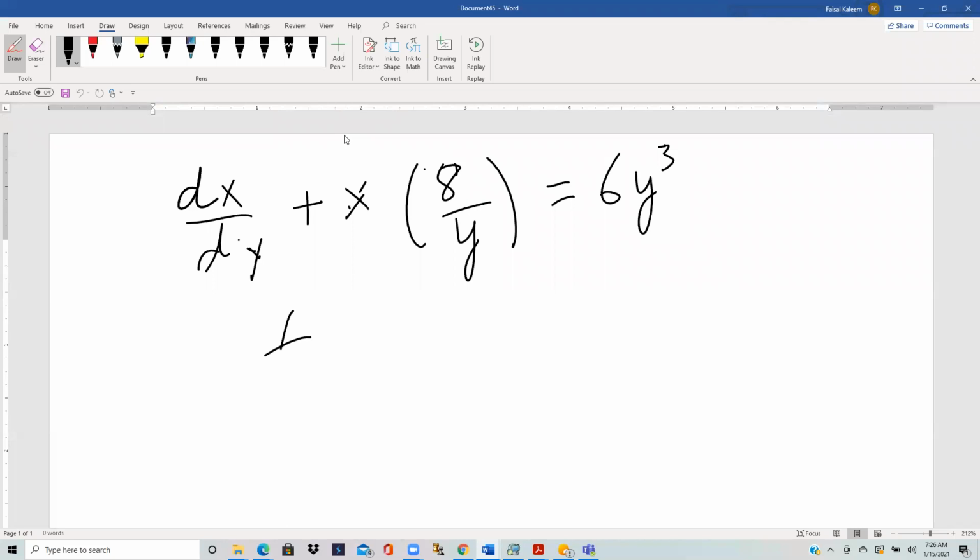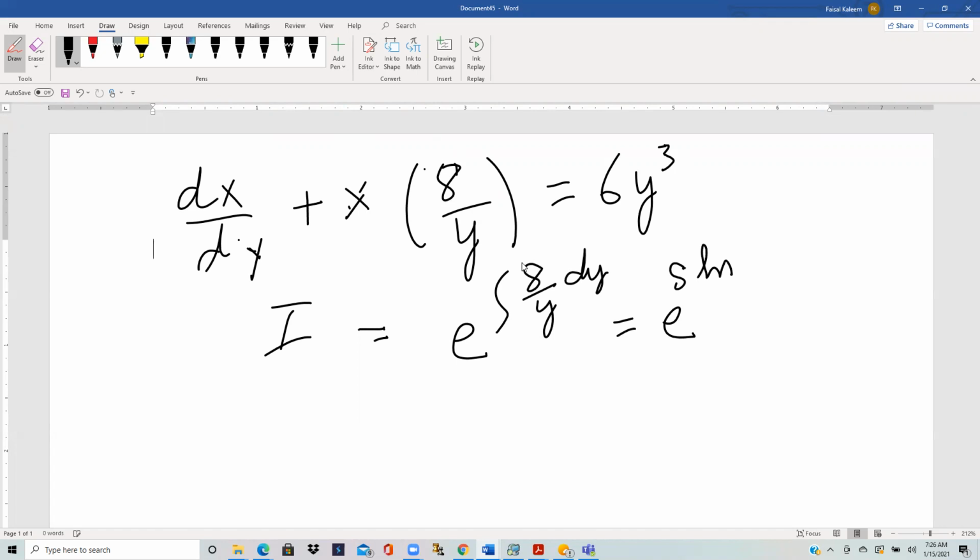So the integrating factor now will be e power whatever comes over here. So the integral of 8 over y dy equals e power 8 times ln y. And so again, we can cancel e and ln if there is nothing in between. So we need to raise this 8 to the power here, which is equal to e power ln y power 8, equals, now it's just y power 8.